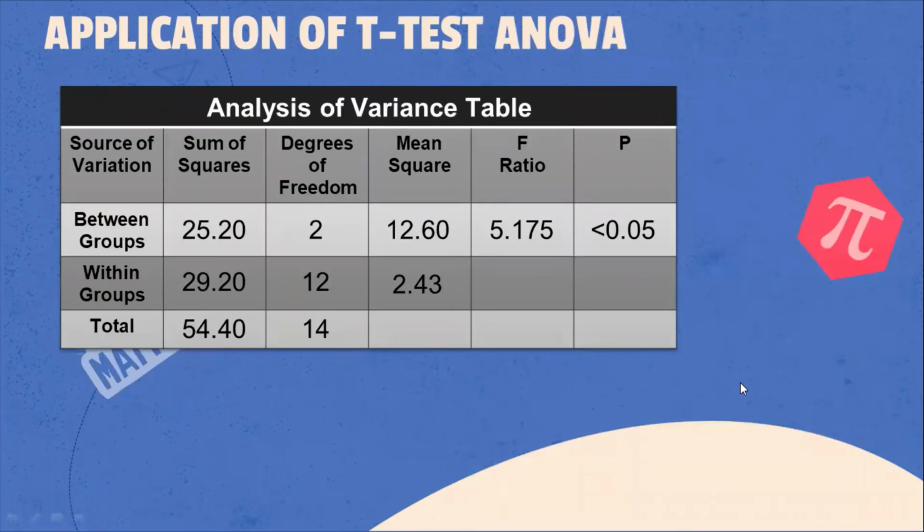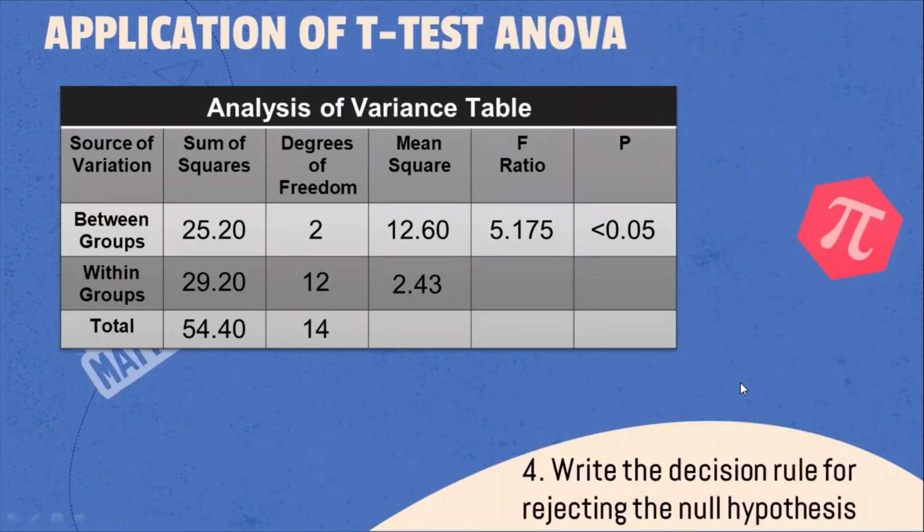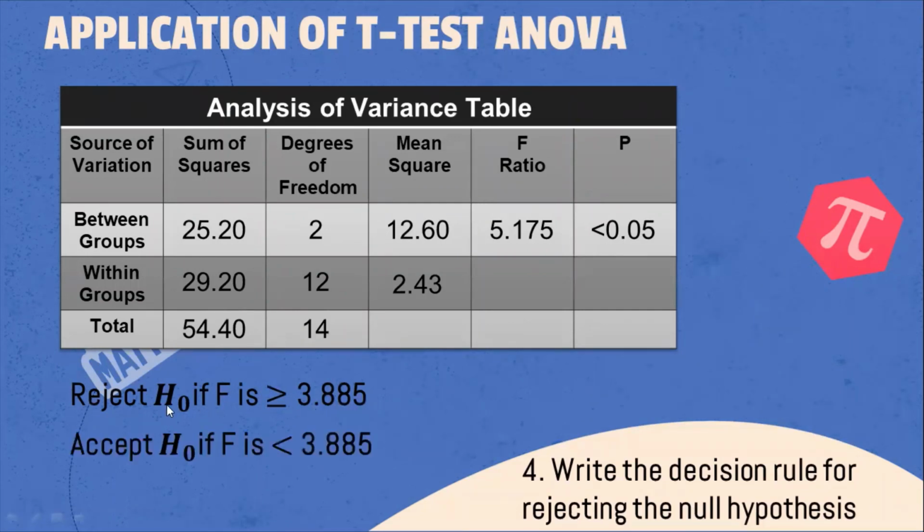Let's now move on to our last part, writing the decision rule for rejecting the null hypothesis. When do we reject and when do we accept? We will be rejecting the null hypothesis, or H sub 0, if the F value is greater than or equal to 3.885. And we are going to accept the null hypothesis if the F value is less than 3.885.